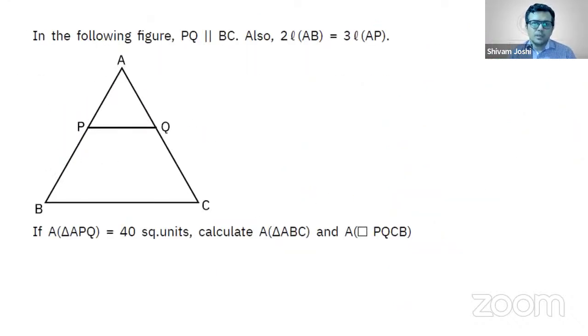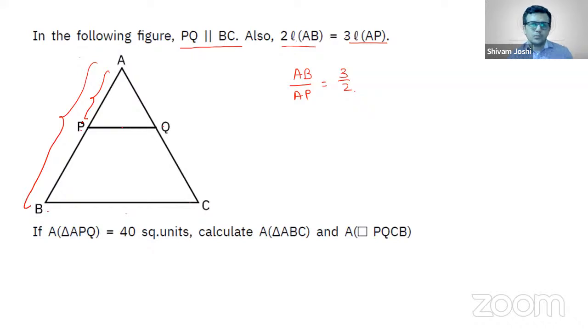In the following figure, now these are very standard questions, okay? And these kind of questions have been asked in CAT multiple times, and they are easy also. In the following figure, PQ is parallel to BC. This is PQ, this is BC, PQ parallel to BC. Twice the length of AB is equal to thrice the length of AP. Let me simply take the ratio of AB upon AP. How much is that? 3 upon 2. So AB upon AP has a ratio of 3:2, correct?